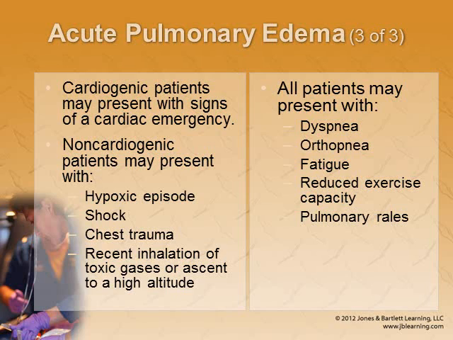So patients that do have a cardiogenic cause can present with other signs of a cardiac emergency: pale skin, sweaty, may or may not have chest pain. That one's really up in the air with cardiogenic emergencies. And then non-cardiogenic ones may have a hypoxic episode, maybe showing signs of trauma. If you have a contusion to the lungs, that's going to cause some fluid collection. Or any kind of history of inhalation of toxic gases or sudden changes in altitude can also cause some acute respiratory distress syndromes.